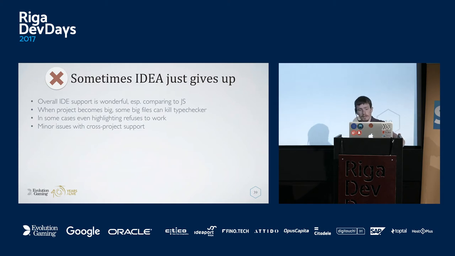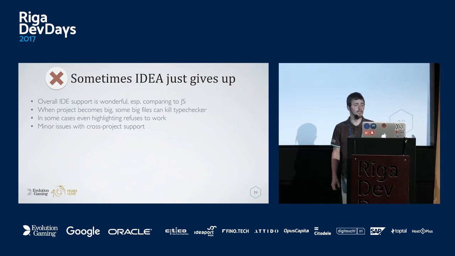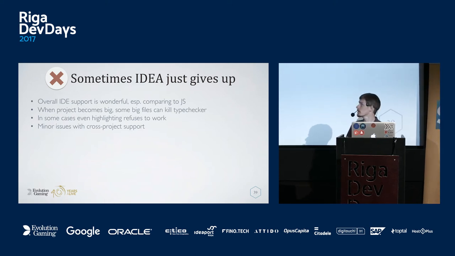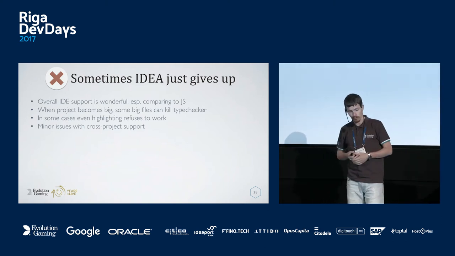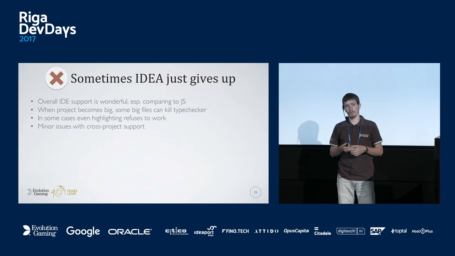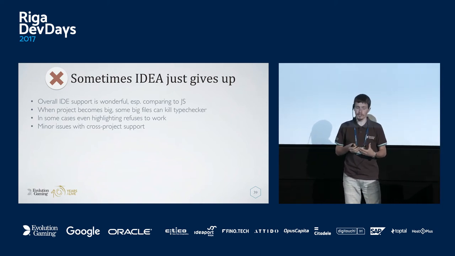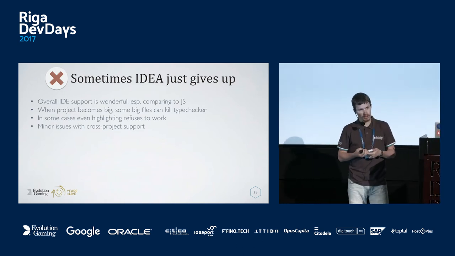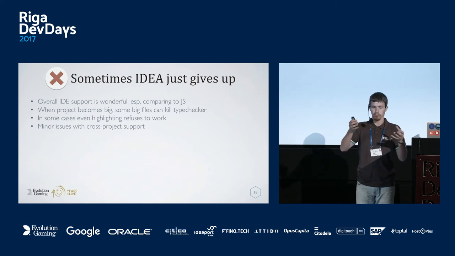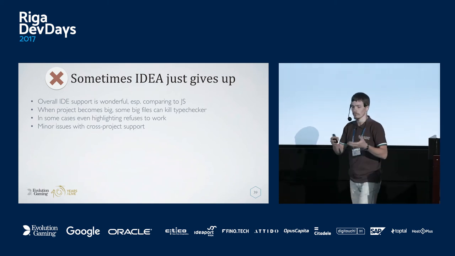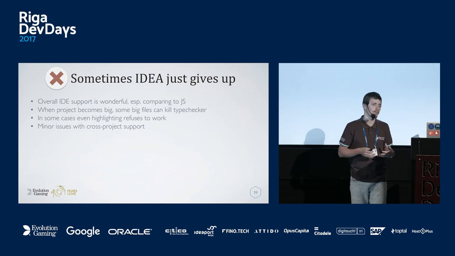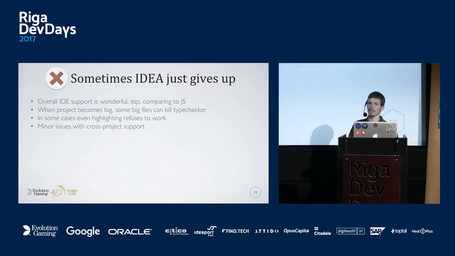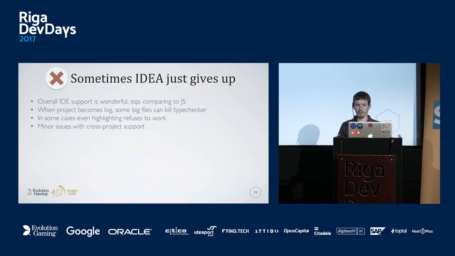And probably the last of the problems for today is that the IDE sometimes gives up on the code. So overall, IDE support is wonderful, and I will tell a little bit in the second part of this section. But when a project becomes big, some files just kill the type checker for some reason, I don't know why. In some cases even highlighting dies, so you just get white code on a black background, or whatever color theming you use. But this is really rare, but not to the extent where we can ignore it. So this is also a space for improvement. But this also won't stop you from solving your problem.